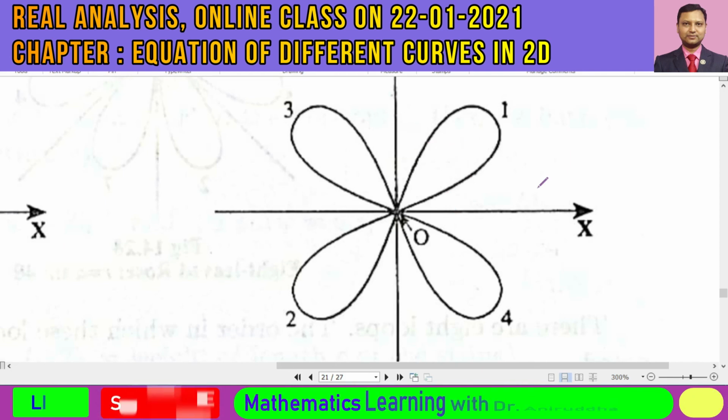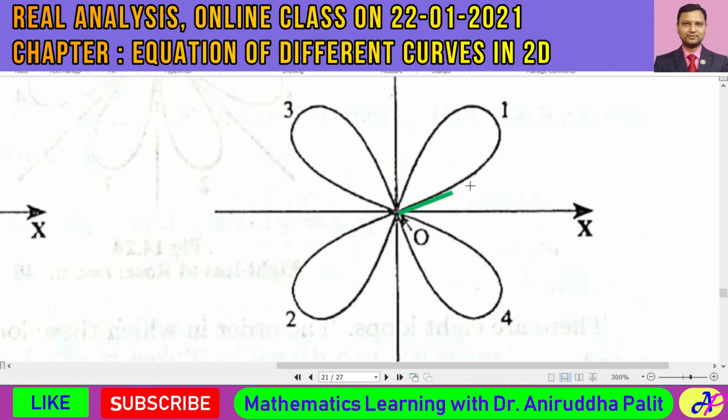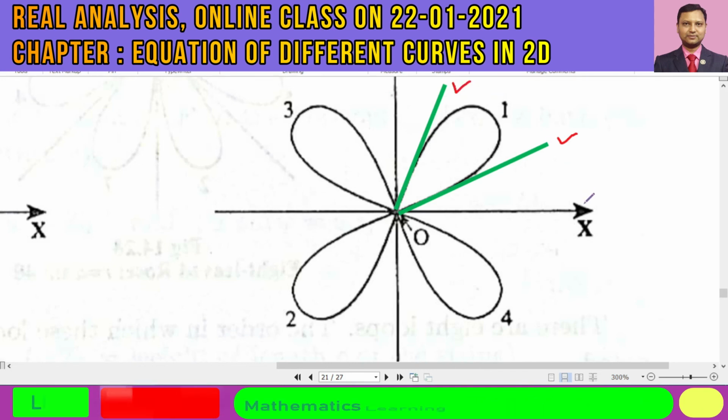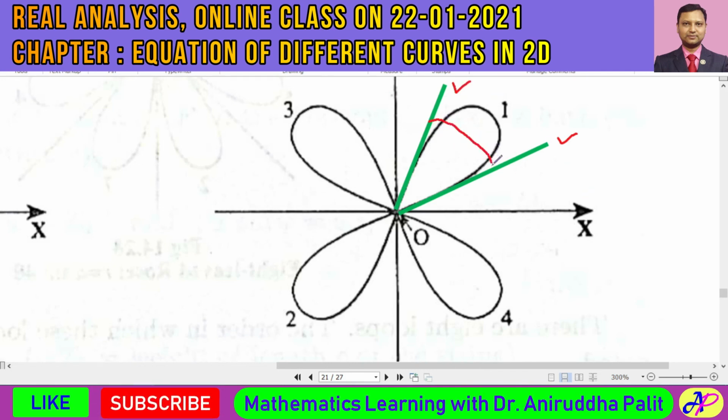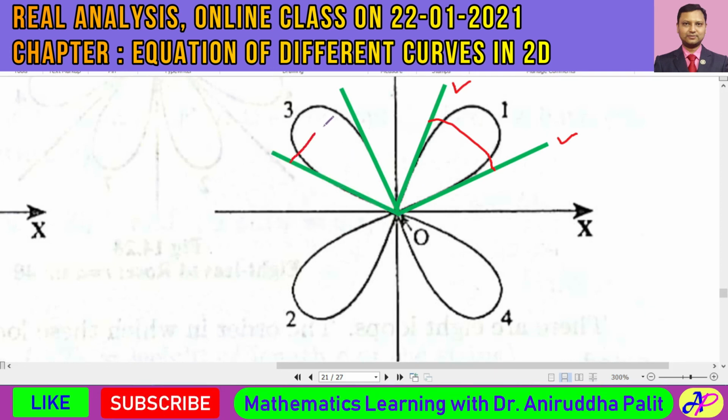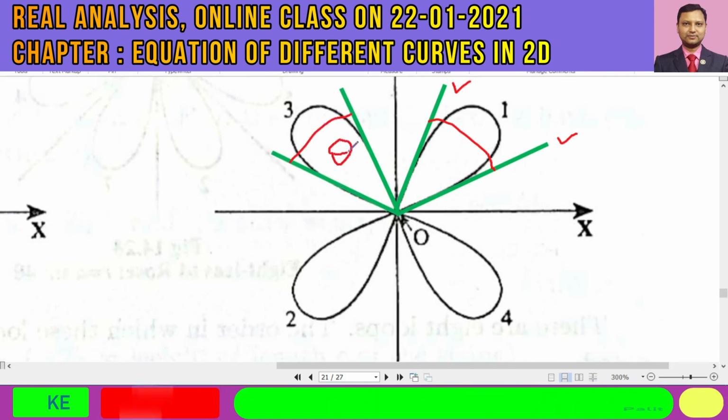Got it? So if you want to compute the range of theta, you will have to draw two straight lines. This straight line will have the angle 22 and a half, and this would be 22 and a half plus 45 degree. So accordingly, you will have to compute the range of theta. Similarly, you can draw two straight lines over here and compute the range of theta.